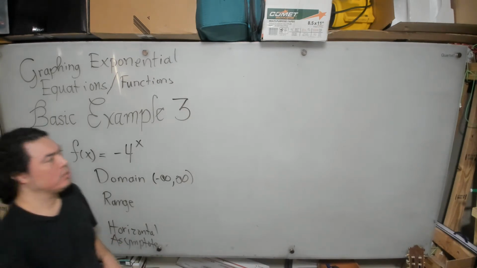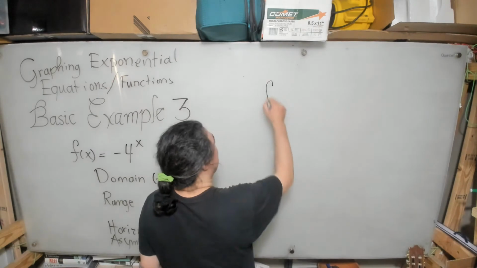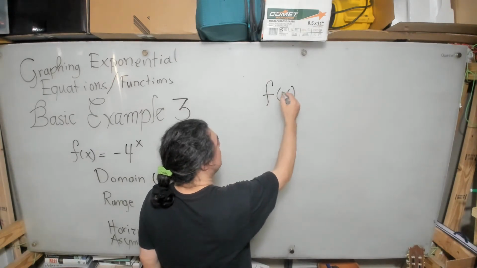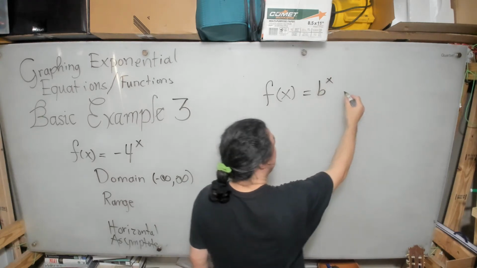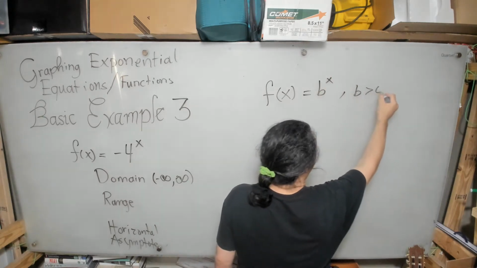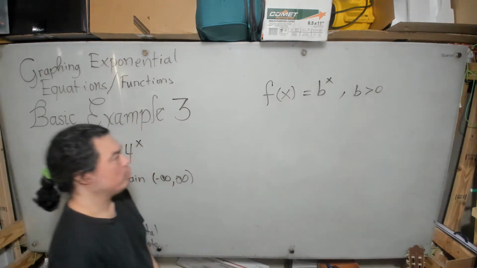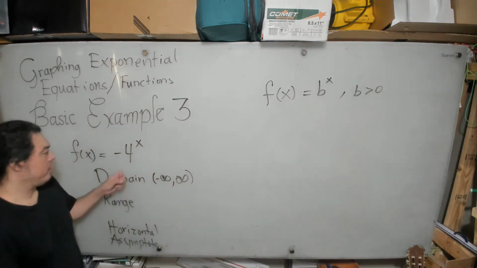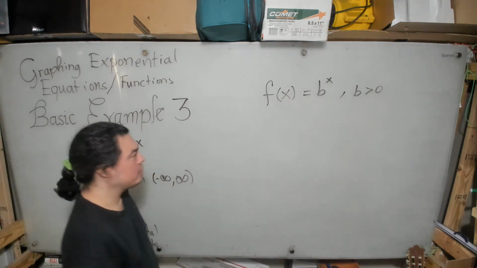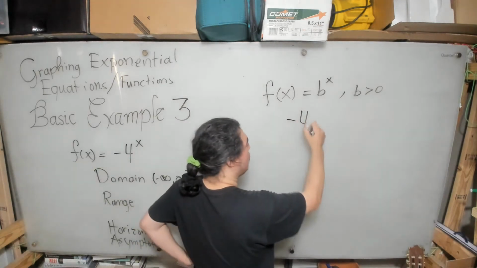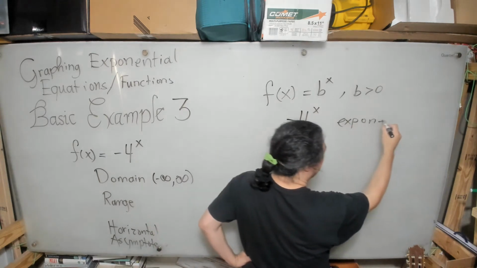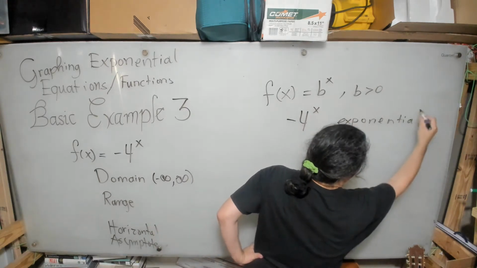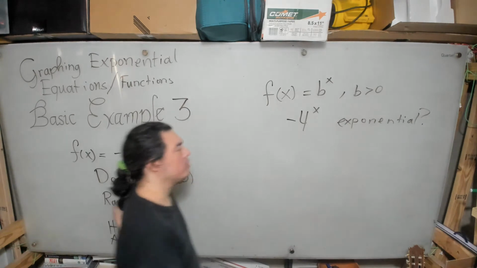You said to us, David, that an exponential will be f of x equals b to the x power, provided that b is strictly positive. And you might say to me, David, what gives? Here you have negative 4 to the x as an exponential. That's what you're thinking in your brain.